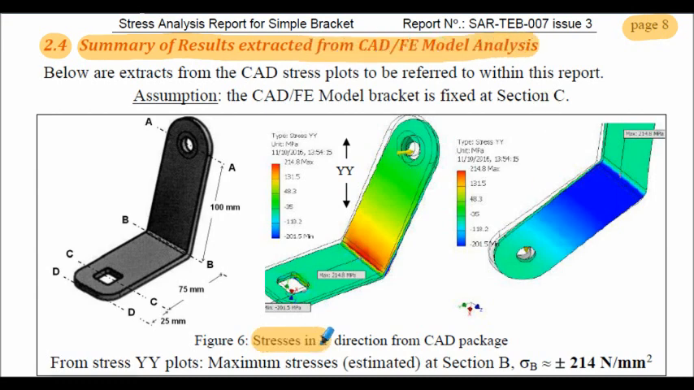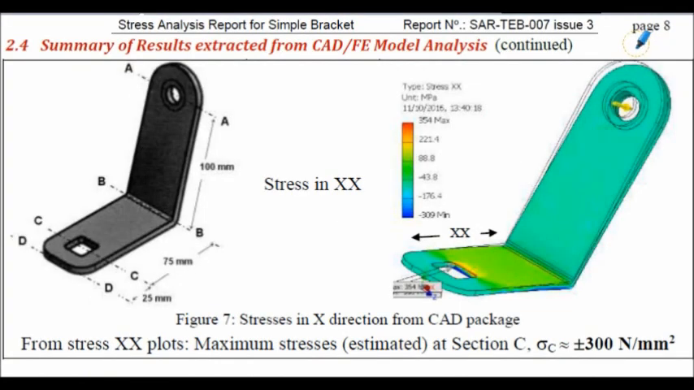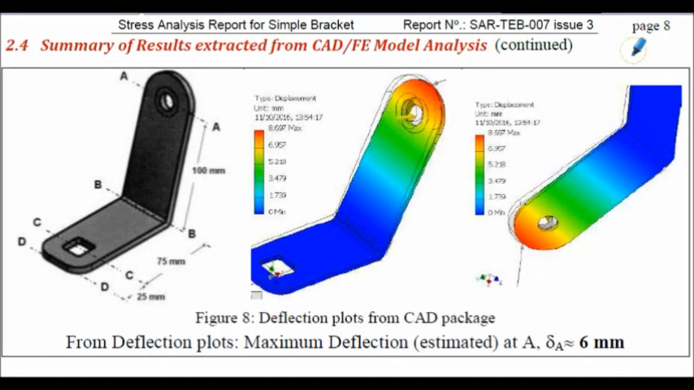These show stresses in the Y direction from the CAD model. Section 2.4 continued, again showing stresses in the X direction, extracted from the model. And there's a deflected plot, shows the deflections, the maximum deflection estimated at 6 millimeters. At this location here, on the top of the bracket.